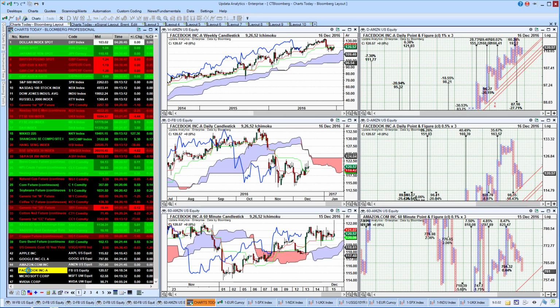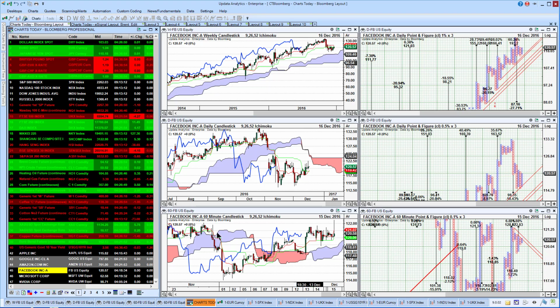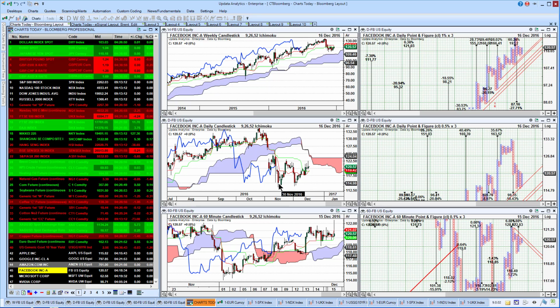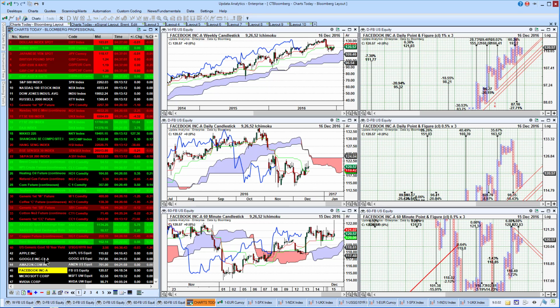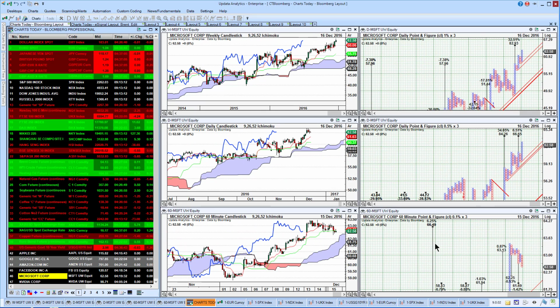Facebook, again, lots of long-term upside targets, again, a bit of a mixed picture here, but bullish above the cloud again. Getting back into those 120s is quite key. Looking a little bit like a double bottom here, but we've got to get back above the cloud. And Microsoft also just looking bullish above all three clouds.